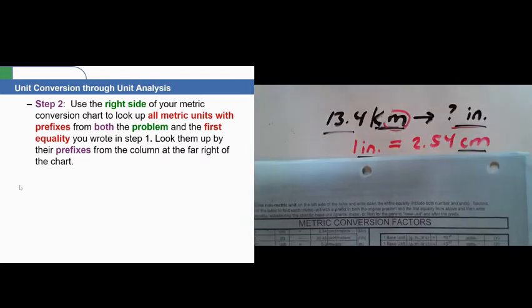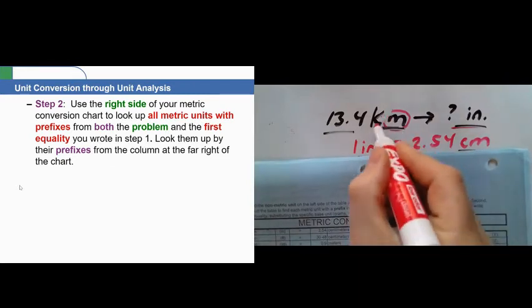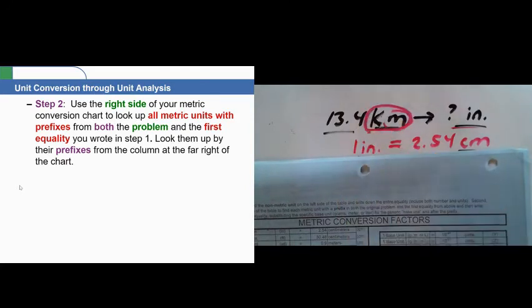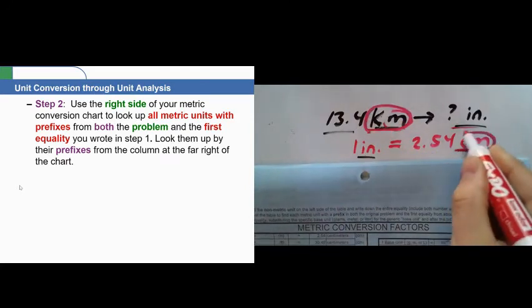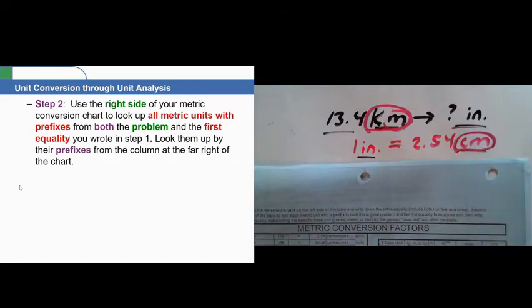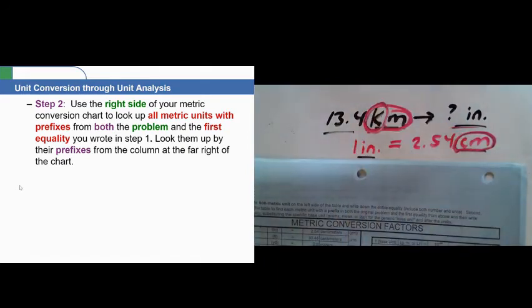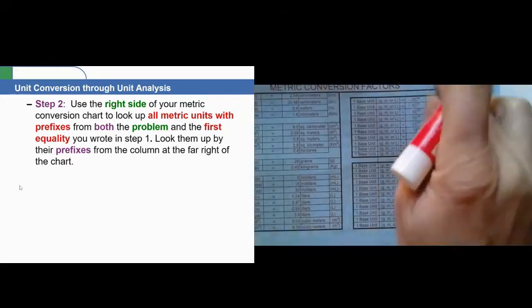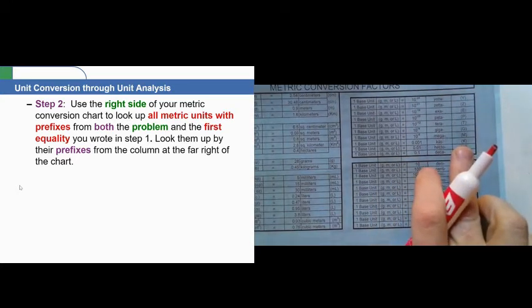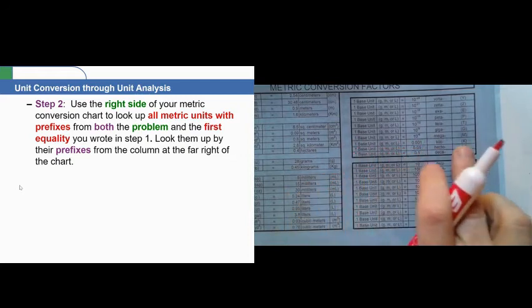So if you notice, so far we have 2 metric units. One of them is kilometers, and we also have centimeters. Again, it said you're going to look them up from the original problem and from the first equality that you just wrote down. And you're going to use the far right-hand side of the chart. Well, in this case, we're going to first of all look up K for kilometer. So we're going to find K all the way over here, and it's right here. And we're going to write down that entire line.